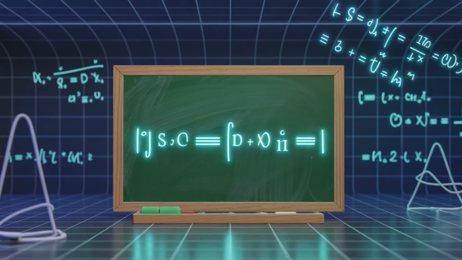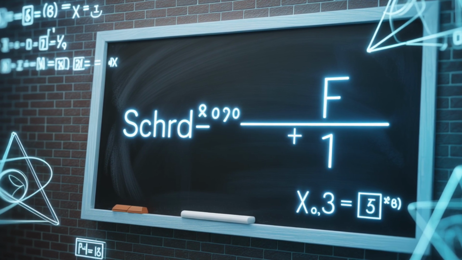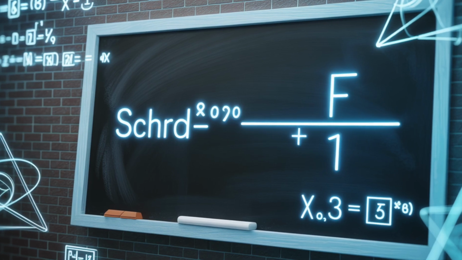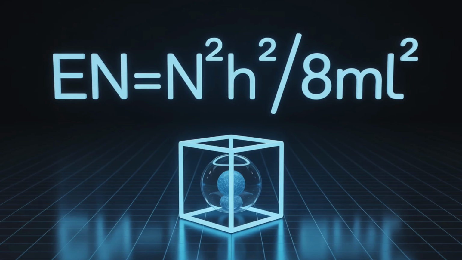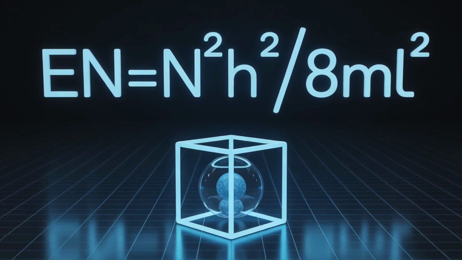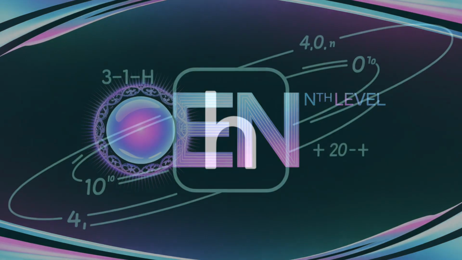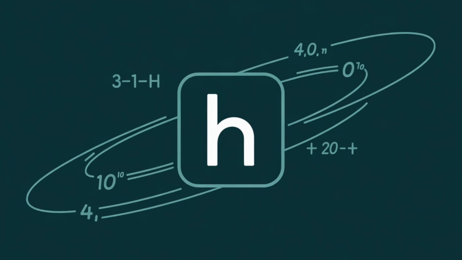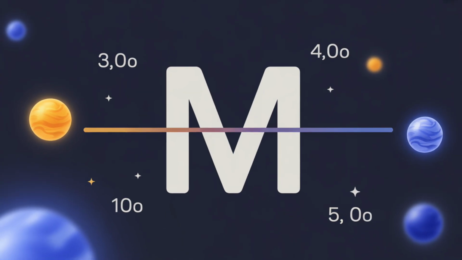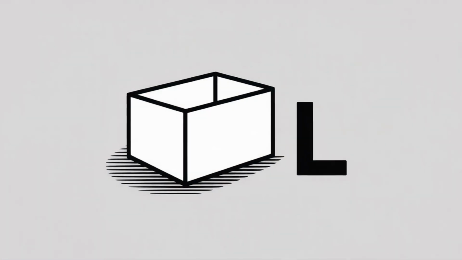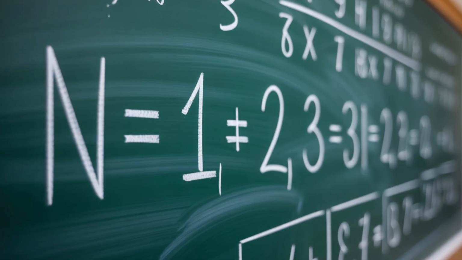So, how do we find those levels? The rulebook comes from the Schrödinger equation. Solving it for this infinite box gives us a simple formula: En equals n squared h squared divided by 8 m l squared. Here's what it means. En is the energy of the nth level. h is Planck's constant, a tiny number that governs quantum action. m is the mass of the particle, in our case, the electron. L is the length of the box, and n is a whole number, 1, 2, 3, and so on.